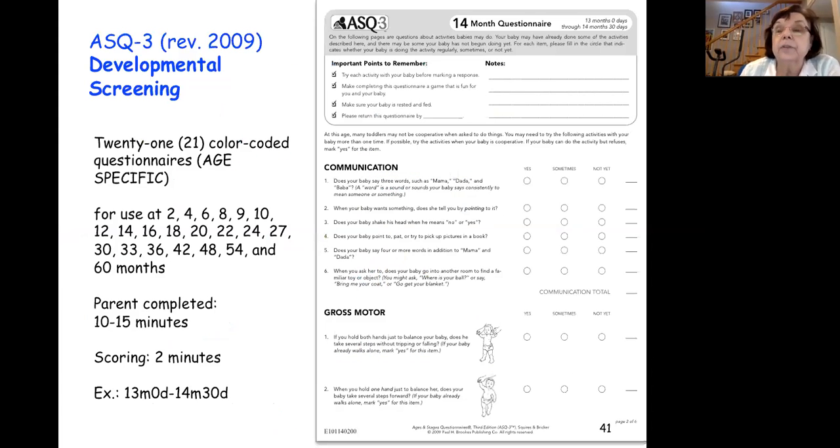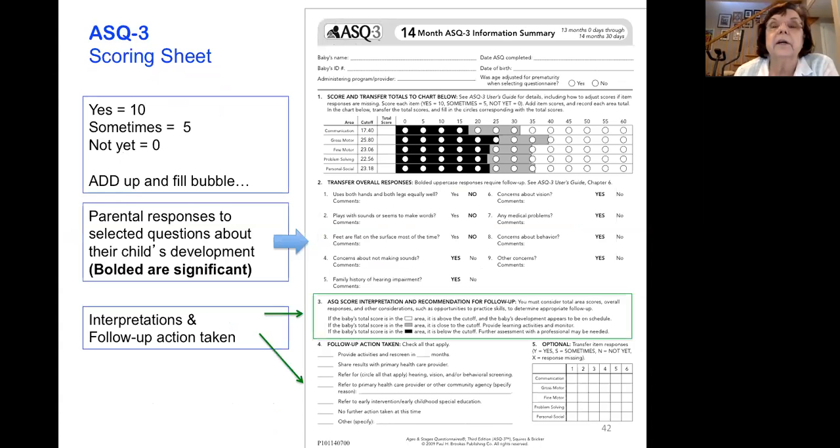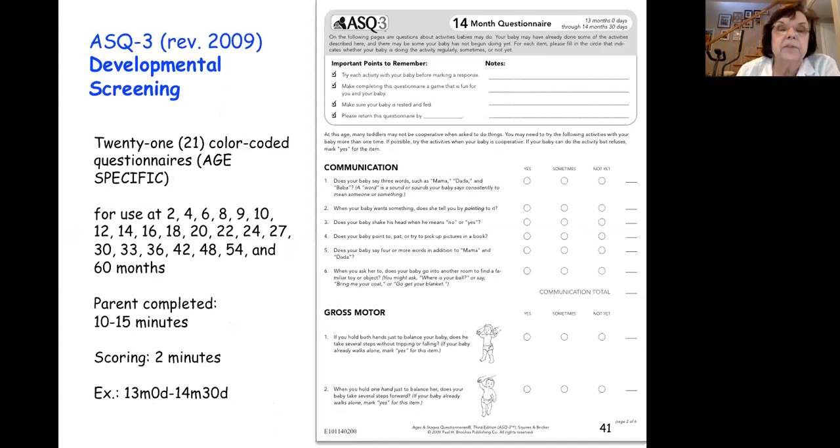So here's what the form looks like. This is the first page of the 14-month questionnaire. And if you notice here, it says, can your child do it? Yes, sometimes, not yet. So, does your baby say 3 words such as mama, dada, baba? And the word is a sound or sounds that your baby says consistently to mean something. So you score that, and you do it for all these areas.